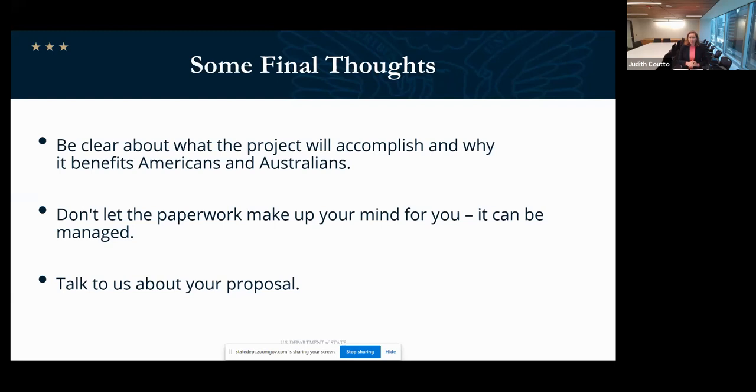Please don't let the paperwork make up your mind for you. We unfortunately have had many potential grantees walk away from what they see as overly burdensome paperwork, to either apply for the grant or report on it. I would like to reassure you that most organizations can manage the paperwork. We'd be happy to talk through any particular questions you have about that.